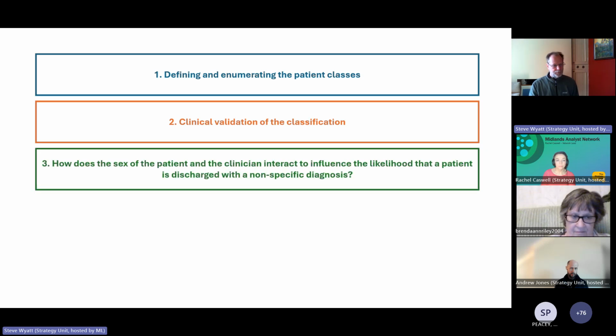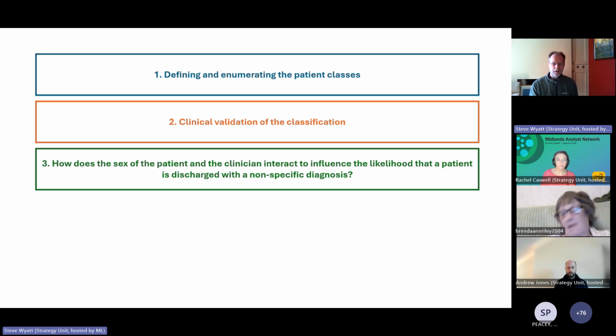The next 3 are a bit more specific and focus on inequalities aspects of this phenomena. So the first question we thought would be really interesting to answer is to look at the risk that a patient will be discharged with a non-specific diagnosis, having controlled for other case mix factors. But we were interested to see how that varies by the sex or gender of the clinician. So we have the sex of the patient from the inpatient record, and we can pick up the sex of the clinician by linking their clinician code to the GMC register. That does hold information about the sex of the doctor.